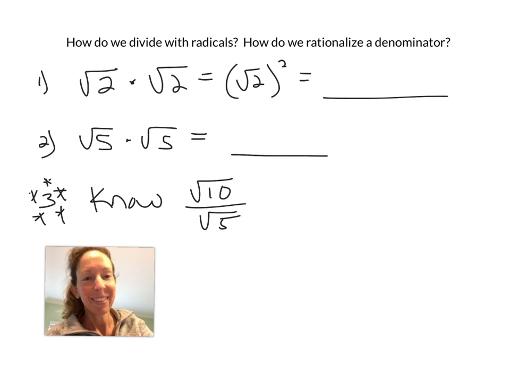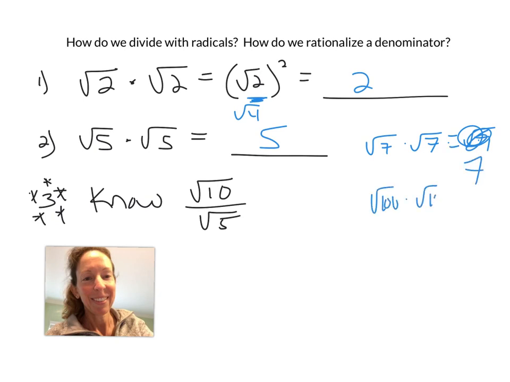So for the first one, root 2 times root 2 is really like root 2 squared. If you know root 2 times root 2 is root 4, which is 2, then you can just put 2. And therefore, root 5 times root 5 is obviously also just 5. So if you had root 7 times root 7, that's going to be 7, right? Or root 100 times root 100 is 100. So keep that in mind.